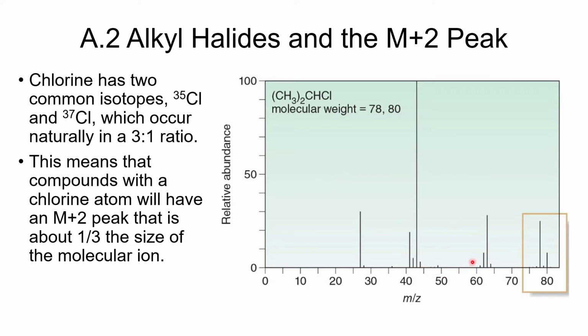If you look at the fragmentation, there's some interesting fragmentation that occurs. Here you end up losing a methyl group to get this fragment. And this fragment is where you lose the chlorine atom, and you end up with a carbocation. But we're primarily interested in that molecular ion and the M+2 that's about 1/3 its size. That's a dead giveaway that it's chlorine.